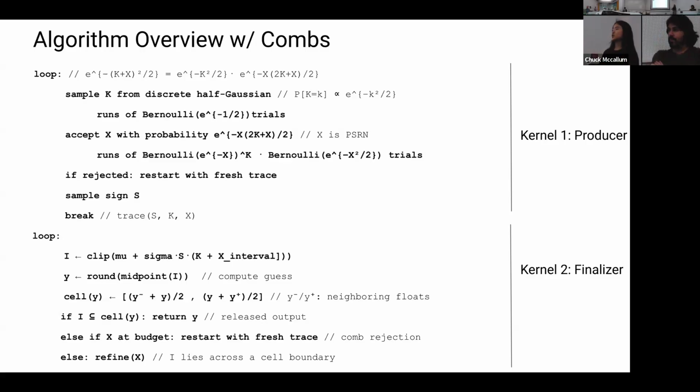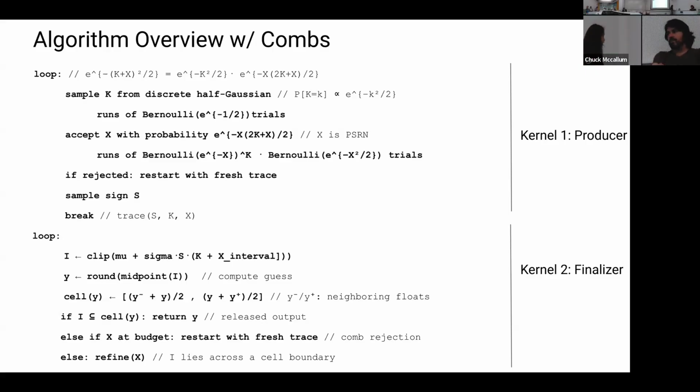And then from there, you would certify whether that interval lies within a float cell itself. If you are not able to certify within the given budget, which for this version of the algorithm is around 96 bits, then you would have to completely restart with a fresh new trace. This rejection part of the algorithm is called comb rejection.